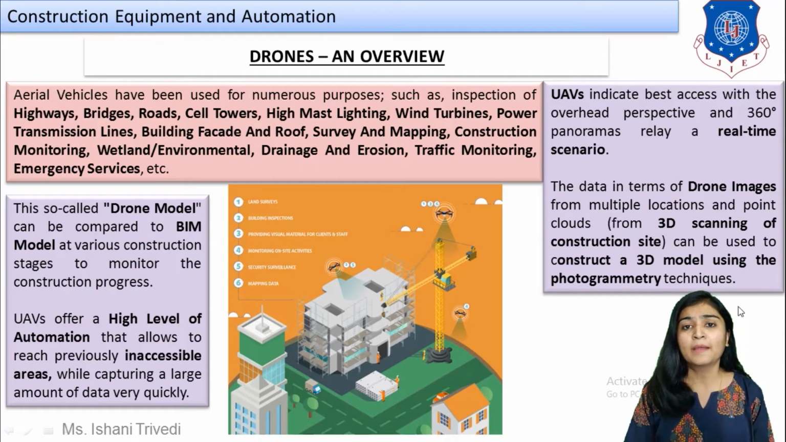Then the data, in terms of drone images from multiple locations and point clouds, will be collected with the help of 3D scanning of the construction site. That will be mounted on the drones and can be used to construct a 3D model using photogrammetry techniques. So here is the combination of photogrammetry with drone technology, that is how drone photogrammetry works.